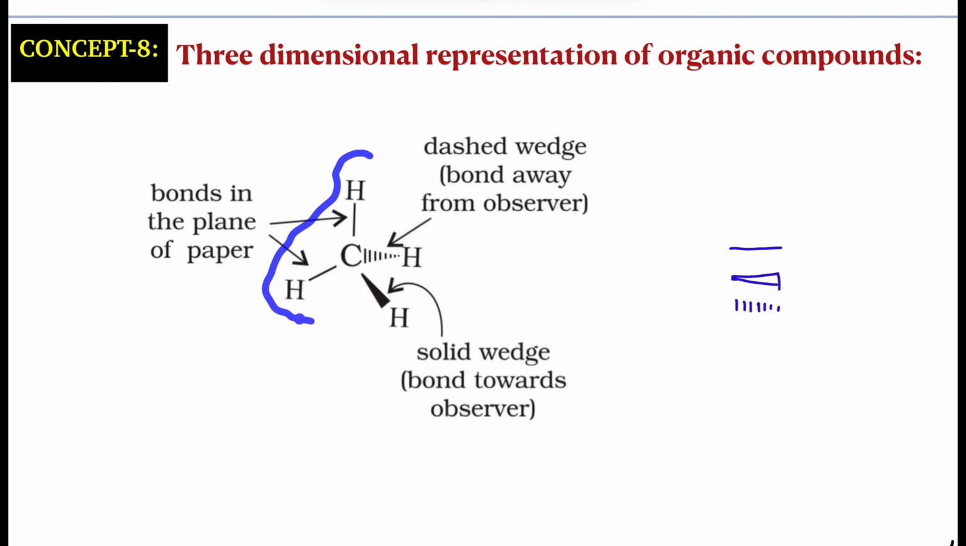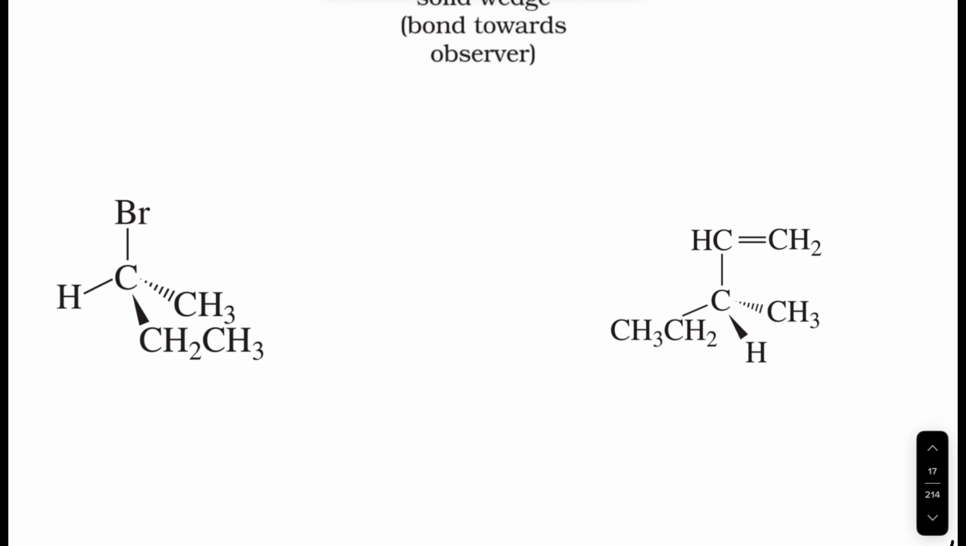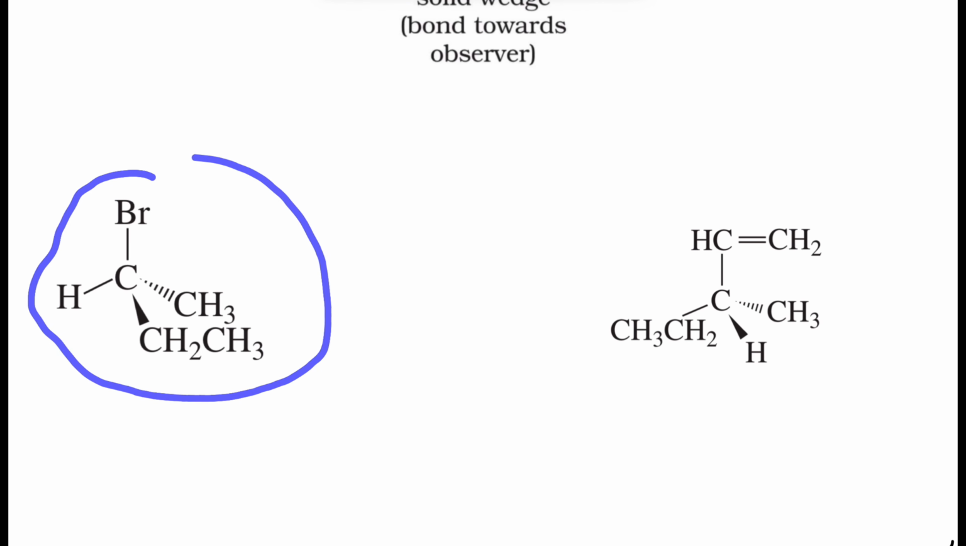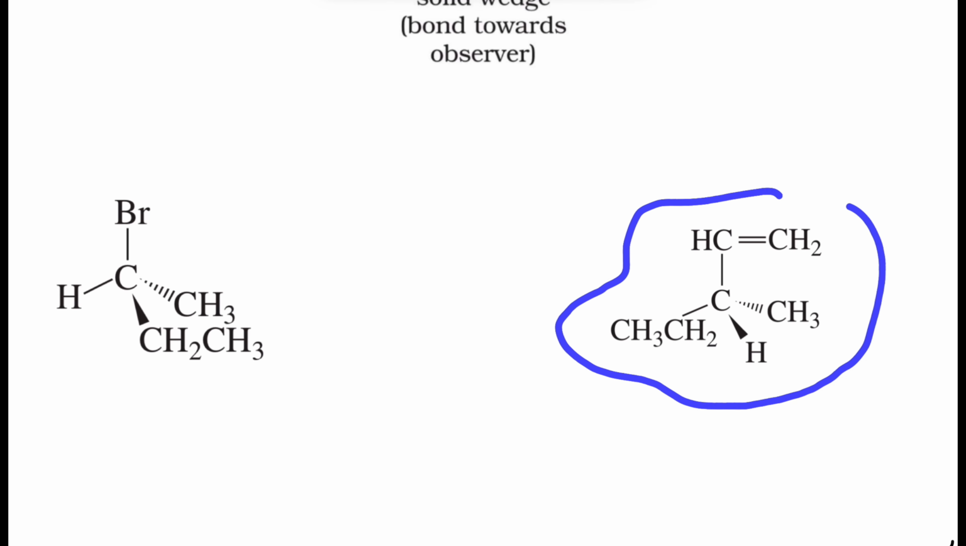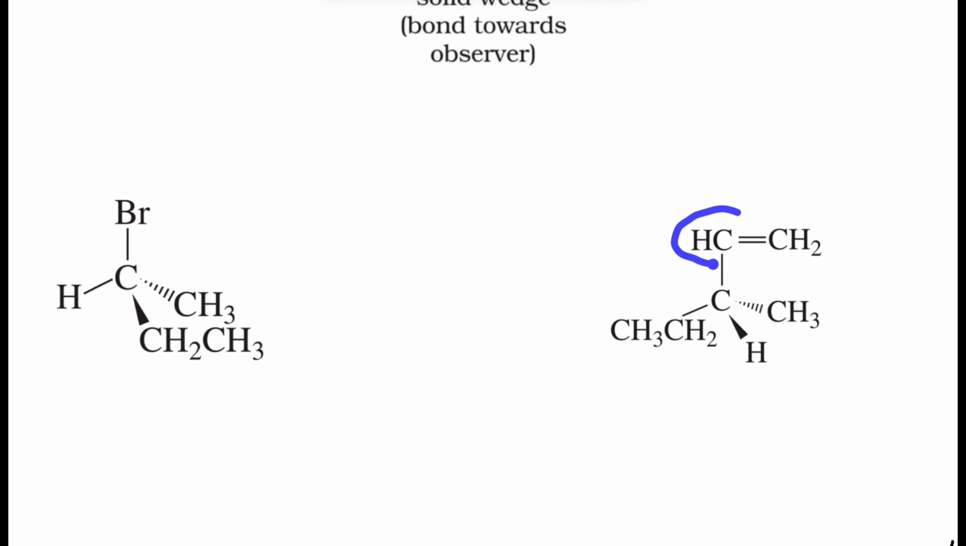So in this, these three atoms are in the same plane, one plane. Of course, this is above the plane and this is below the plane. That is the representation. Even if you see this particular example, hydrogen and bromine are in the same plane. Ethyl group is above the plane, methyl group is below the plane. Even if you observe this particular example, this vinyl group and ethyl group are in the same plane. So hydrogen is above the plane and methyl group is below the plane.